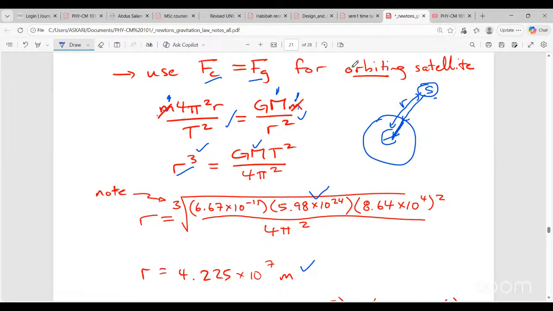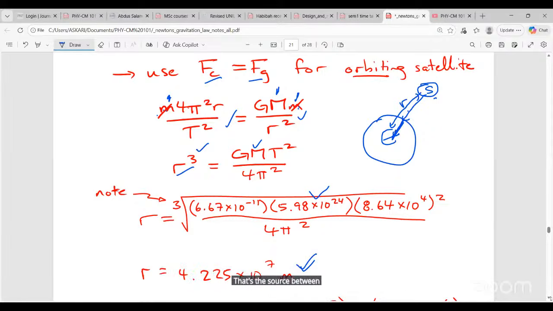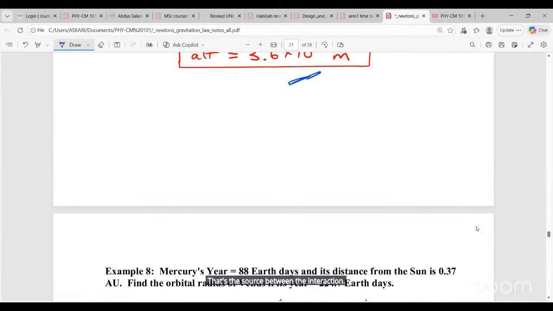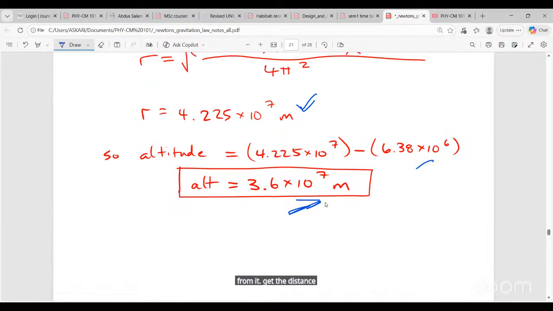So when you now get the entire distance from here to here, the altitude and the radius of the Earth, that's the distance between the interaction. You then subtract the radius of the Earth from it to get the distance of the satellite from the Earth. Any question?